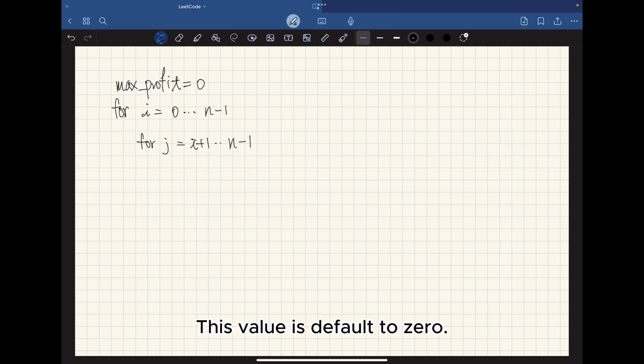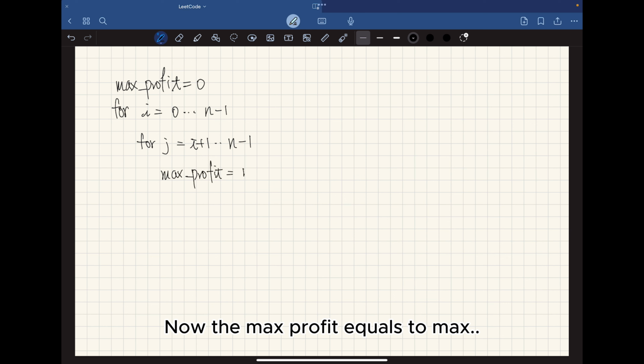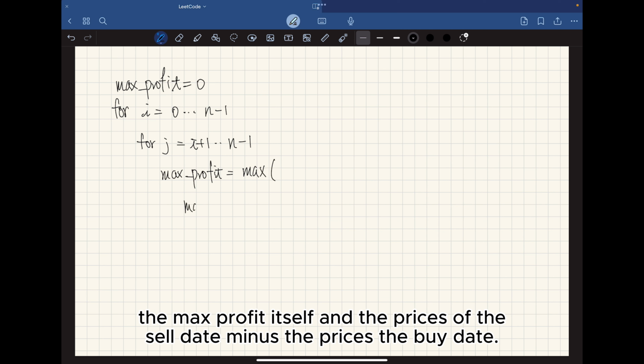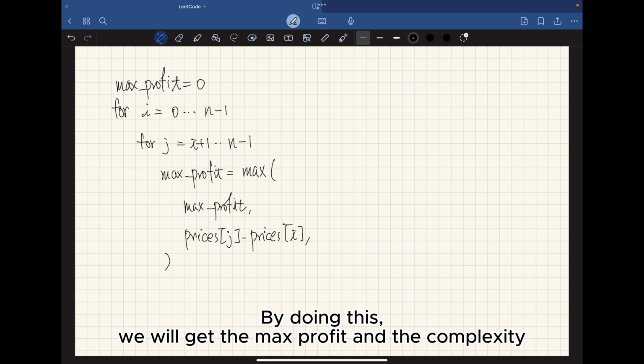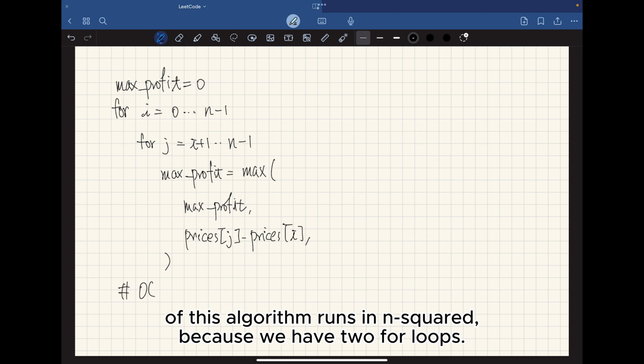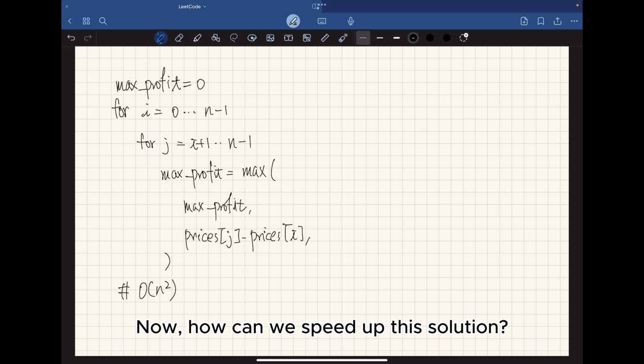This value is default to 0. Now, the max profit equals to the max of the max profit itself, and the prices of the sell date minus the prices of the buy date. By doing this, we will get the max profit. And the complexity of this algorithm is O(n squared) because we have two for loops. Now, how can we speed up this solution?